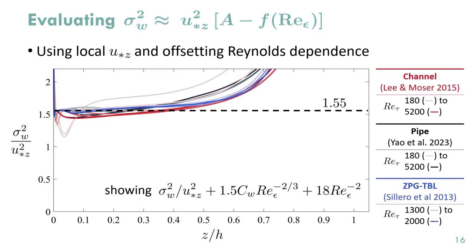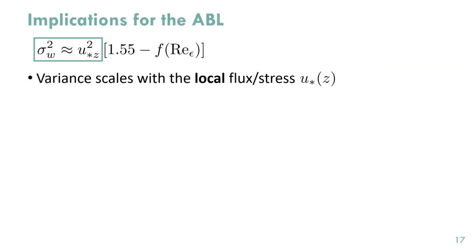So we are, with this new scaling, U star Z, seeing a good proportionality constant that is matching with what's observed in the atmosphere. And so the key implication for the atmospheric boundary layer isn't so much the Reynolds number dependence, because we're often in a very high Reynolds number case and that isn't affecting our overall variance too much. The more important implication of today's presentation for the atmospheric boundary layer is that instead of having scaling with the surface flux and the surface stress, the vertical variance is scaling with a local in height flux U star Z.